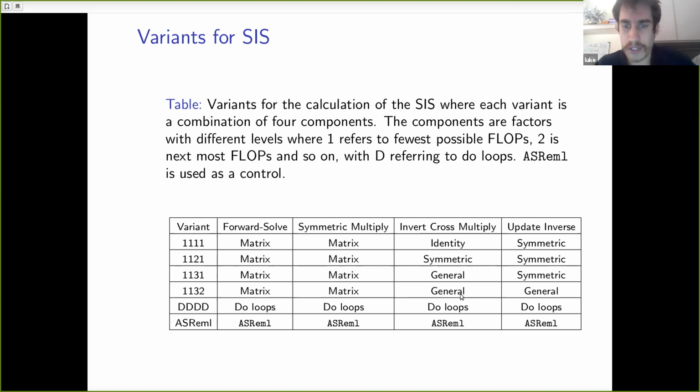The 1132 variant differs from the 1131 variant only in this step, in the sense that it doesn't exploit symmetry in this step. One can use the general matrix GEMM for this and GEMMT, a special version of GEMM that does handle symmetry for this. Once again, we have the do loops only variant as a reference, and we also have AS-REML. For the root, only the ICM occurs, and for the supernodes, all 4 steps occur.